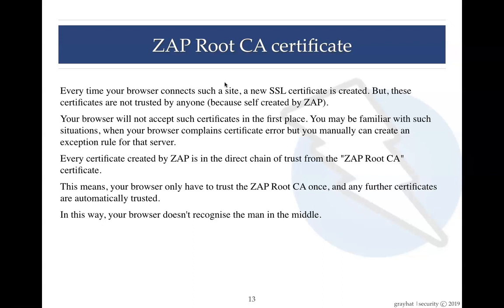And how is this done? Every certificate created by ZAP is in the direct chain of trust from the ZAP root CA certificate that we will be installing in the browser. So the browser will trust the ZAP root CA certificate, and hence the client and server relationship will work, because the ZAP root CA certificate sits in the middle of client and server to make a trust chain and a trust relationship. So let's see how it is done in practice.